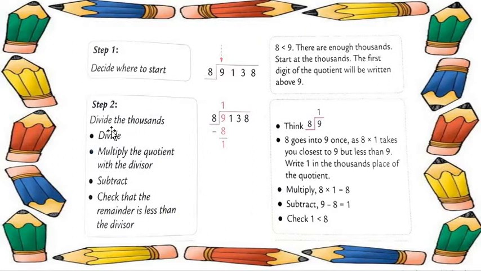Then after that is step number 2. But here one more thing. There are enough thousands. How many enough thousands, started at the 1,000? The first digit of the quotient will be written above the 9. Here we will write it above the 9.